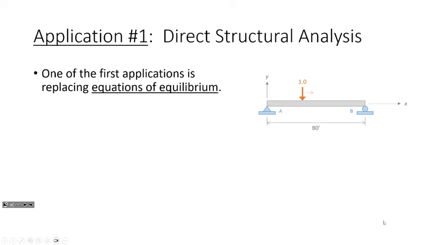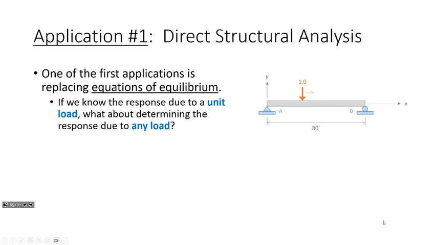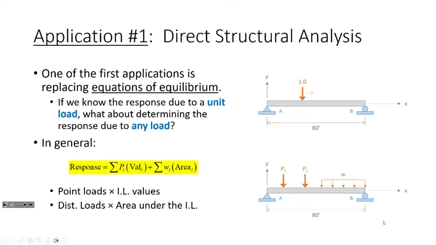I propose there are two direct applications for an influence line. The first application is to directly perform structural analysis. What I'm getting at is if I know the response due to a unit load, what about determining the response due to any load? How can I take an influence line and analyze a structure for point loads and distributed loads anywhere? The answer is we can do that. The long and short of it is, we take the influence line value times any point loads, and we take the influence line area under any distributed loads and multiply those. When you sum those up, you get your response.